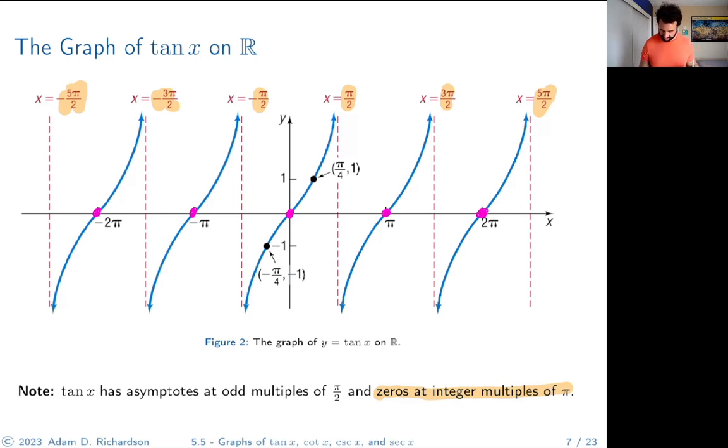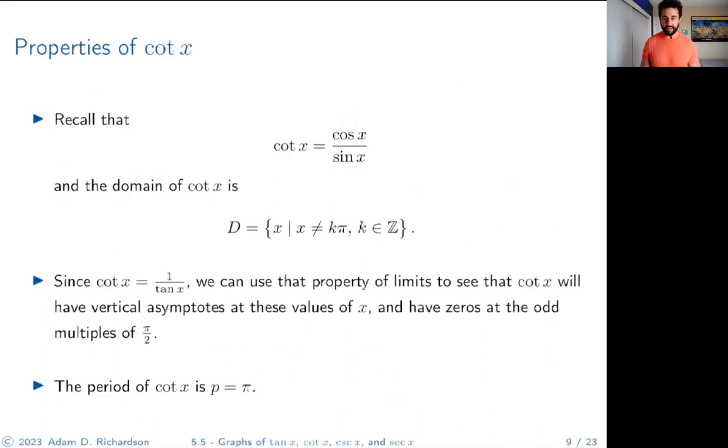So let's take a look. Let's go straight here. Or sorry, let's do this first. Okay. So what's cotangent? It's the reciprocal of tangent, which will give you cosine over sine. The domain is everything except for integer multiples of pi, and we're going to use that property of limits. The period of cotangent is pi.